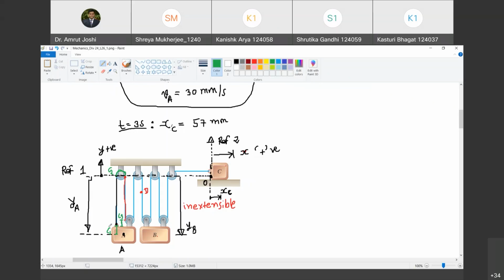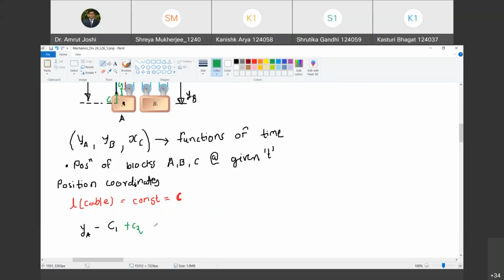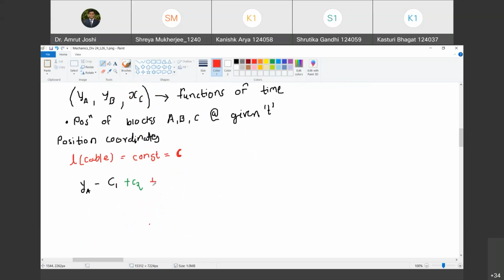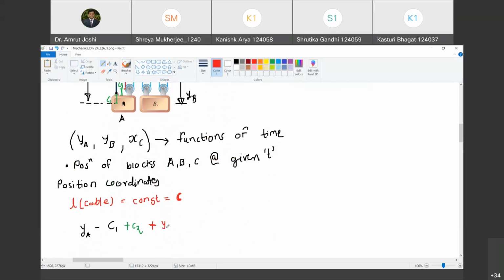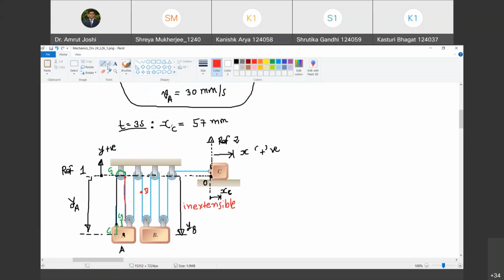Yes, sir. And C1 plus C3 are constant. These lengths are not going to change with reference to time as block A moves up and down. Are you able to imagine that? Yes, sir. Okay. So can I write this as, look, plus, I am following a color code so that you understand it later, YA minus C1 plus C3. Agreed? Yes, sir.